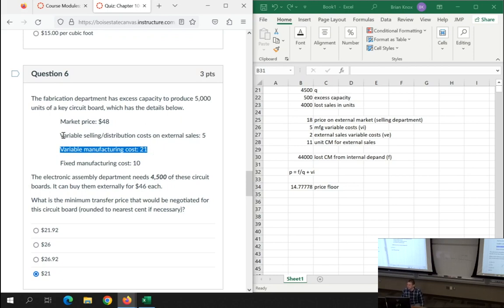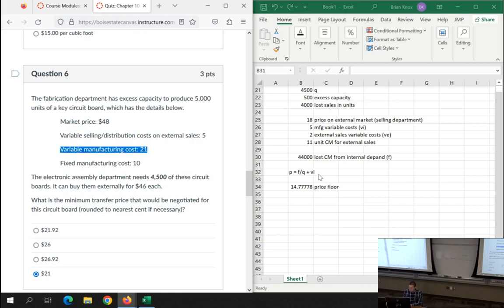Don't be tempted to include this. Just think about the fact that we're shipping it internally. We don't have to get it all fancied up. We might be shipping it across the factory floor to the other side of the factory, not shipping it out to customers or things like that. So we get to avoid these $5 of variable cost on external sales. As a result, we're just worried about how much it costs to make. That's VI.